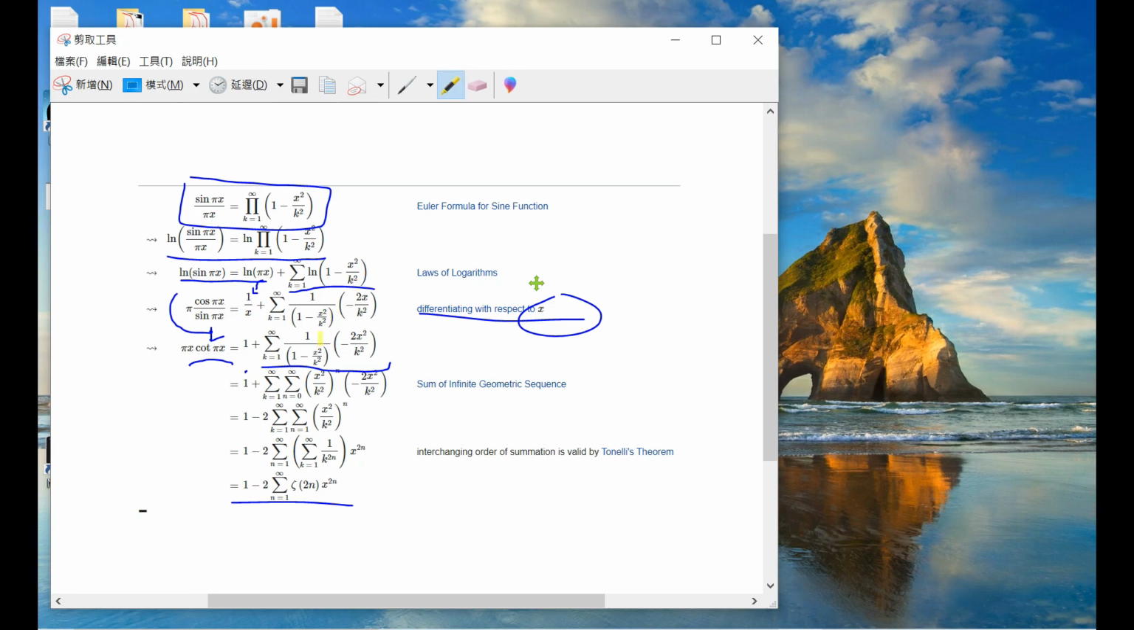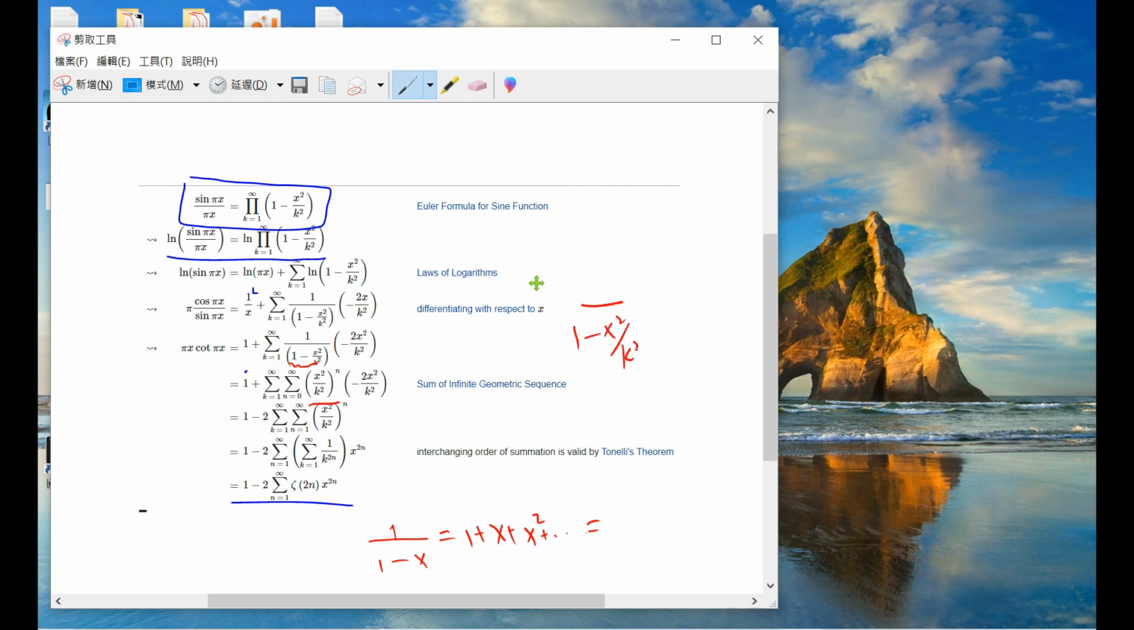Okay, so let me eliminate some. And finally, you use the geometric series. Basically, you use this on this term, so you get this. So basically, you get 1 minus x squared divided by k squared becomes the sum of (x/k) to the 2n, with n from 0 to infinity, so it becomes this.